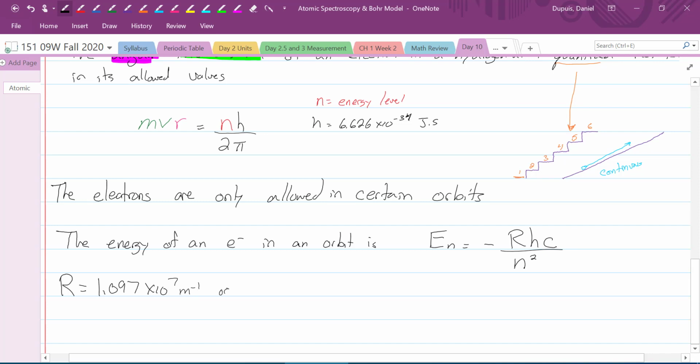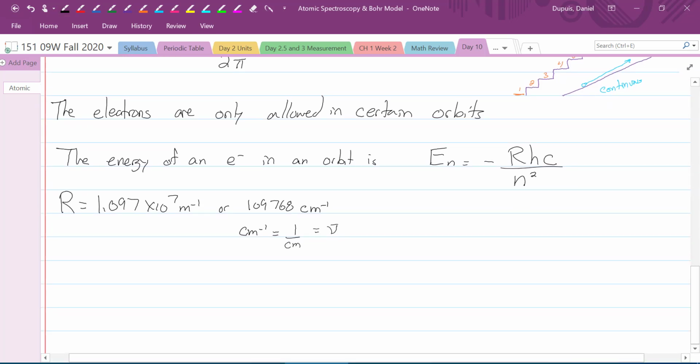Or 109,768. Same number, wave numbers, right? And by the way, centimeters negative 1 is a wave number, which is 1 over centimeters, which we also use for that. Okay? All right? And so our lines, this is the key point.